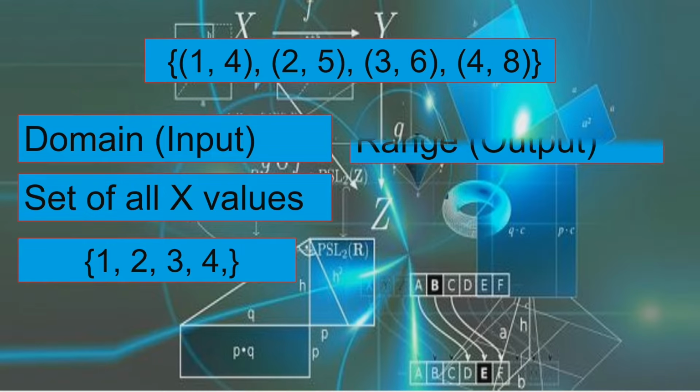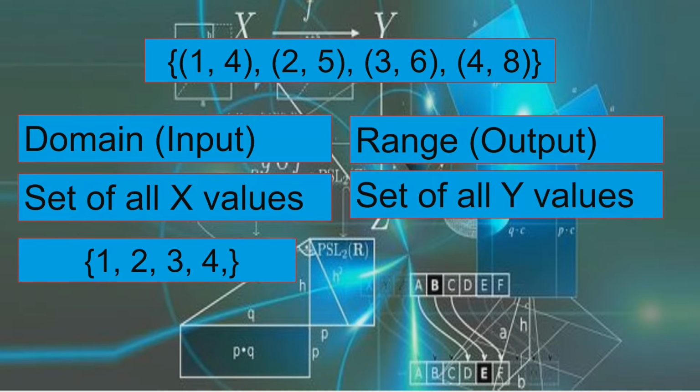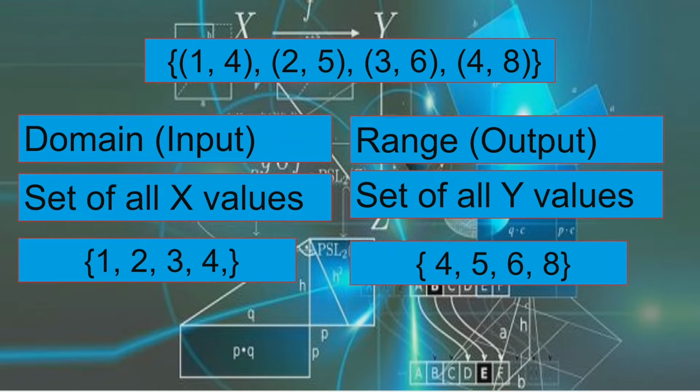So, how about the range? The range is set of all y values. Based from the given, the y values are 4, 5, 6, and 8. So, para malaman natin yung domain or the input, ito lang yung mga x values natin based from the given. So, 1, 2, 3, and 4. For our range, 4, 5, 6, and 8. That is our range or output. Nakuha ba?